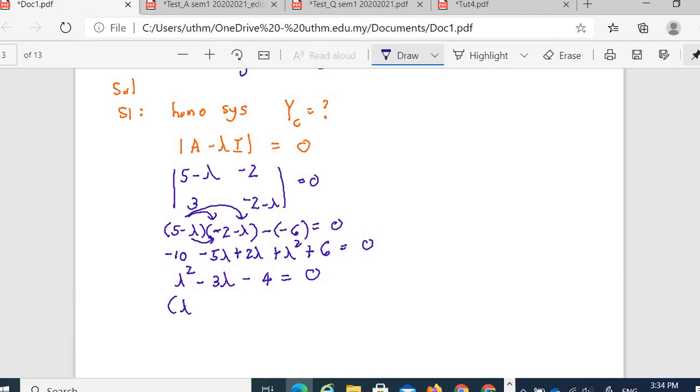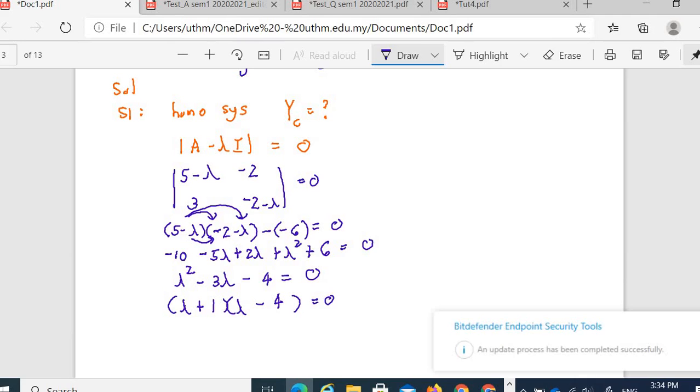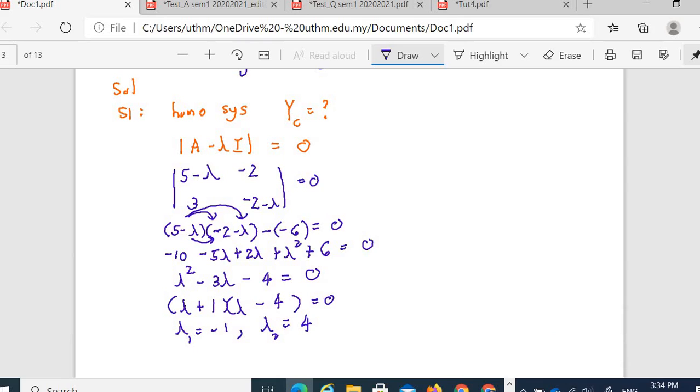And then you factor it. Minus 4 plus 1, so negative 3 lambda. So you have lambda 1 equal to negative 1, lambda 2 equal to 4. So the first step for solving the homogeneous system, you have to find the eigenvalue. After you obtain the eigenvalue, this is step 1A, getting your eigenvalue.